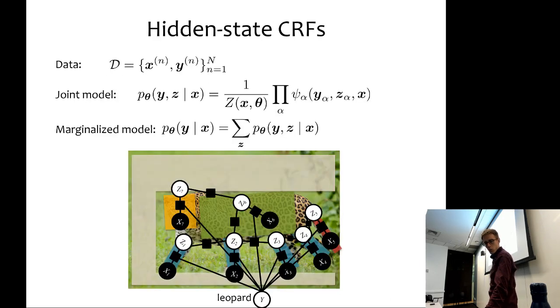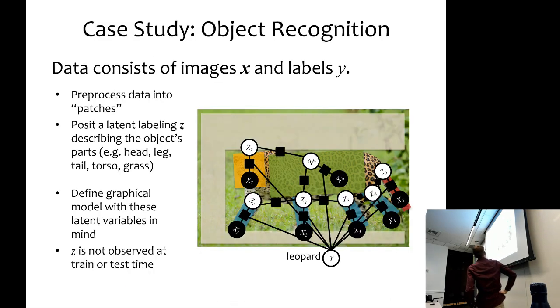Okay, so why would we do that? Well, because maybe we believe that if you know what the configuration of these latent variables are, if you know that there's a head, four legs, and a tail, and a torso, then it's very likely that the true Y label here is leopard and not bird. Because if it were a bird, we wouldn't have four leg labels, we'd have two. And we'd probably also have some wing labels.